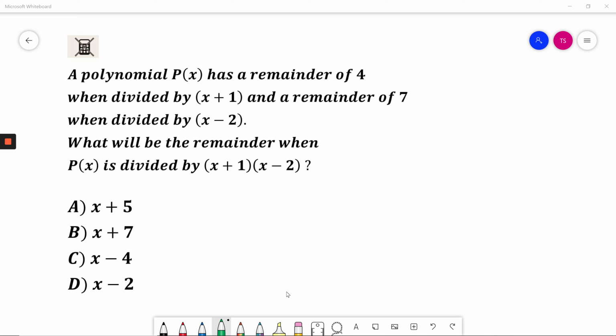A polynomial p of x has a remainder of 4 when divided by x plus 1 and a remainder of 7 when divided by x minus 2. What will be the remainder when p of x is divided by x plus 1 times x minus 2?